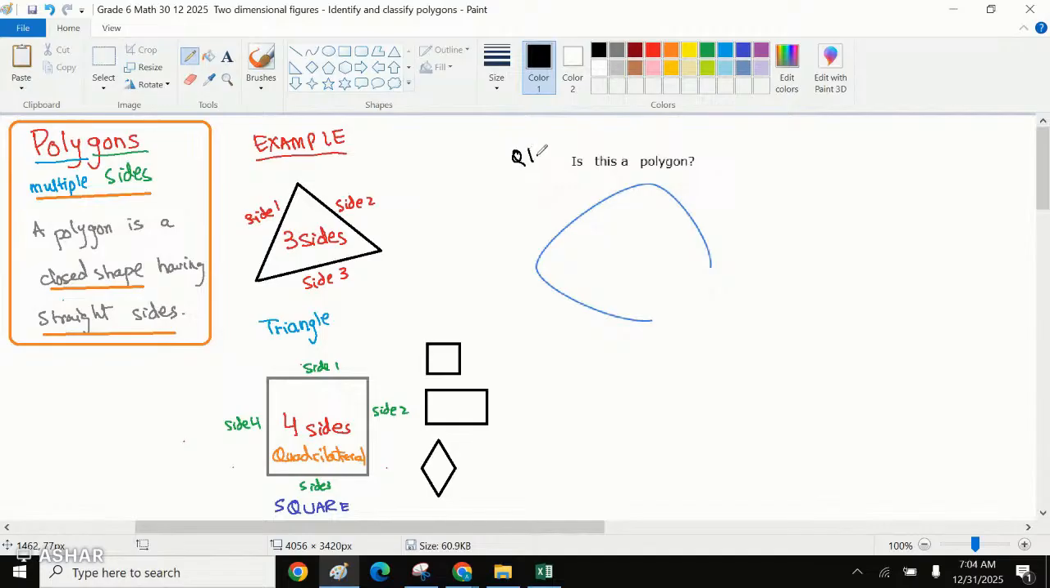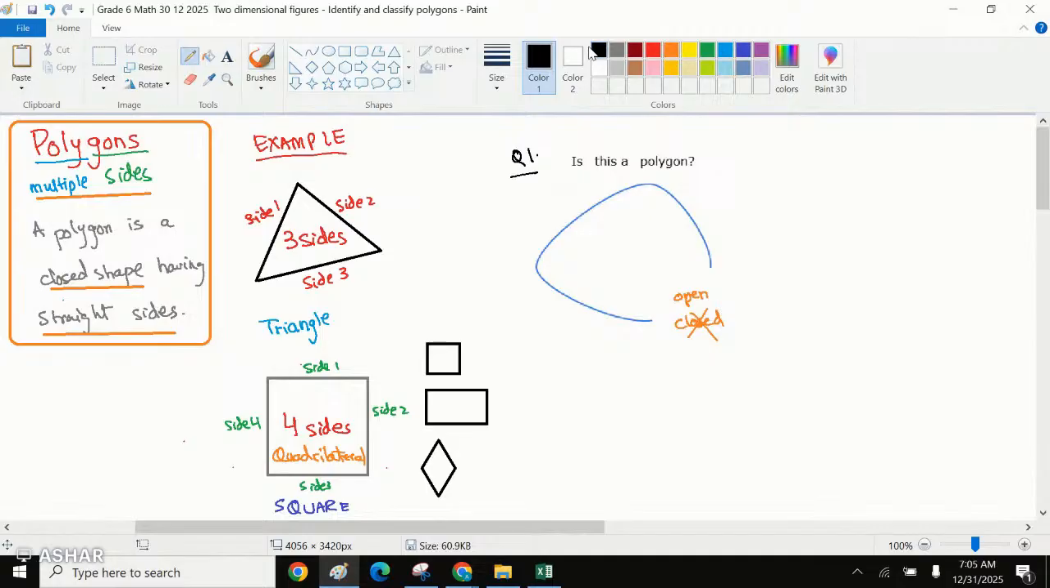Question number one says there's a shape given to us. Is this a polygon? We just did the definition of polygon, right? A polygon is a closed shape, but this is open over here, right? And it's not closed. For a polygon, it has to be a closed shape.